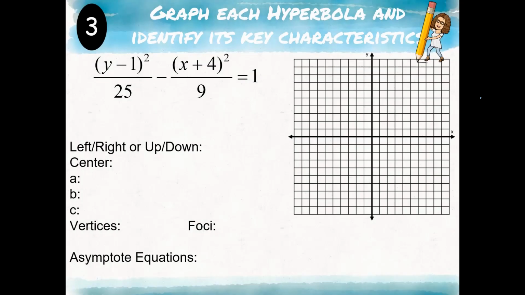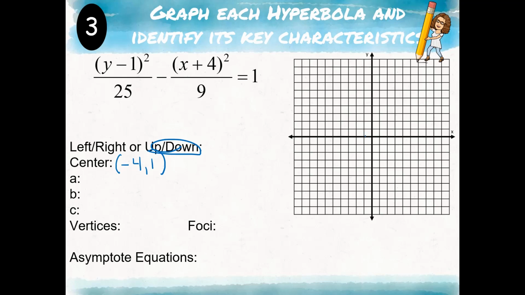Let's try a problem. First thing I notice is the y is showing up first in this problem, which tells me that my hyperbola will be opening up and down. I now need to identify my center. Now be very careful. The center is not 1, negative 4. It is because the y shows up first. We do need x to be in our ordered pair first. So I will have negative 4, 1 for a center there.